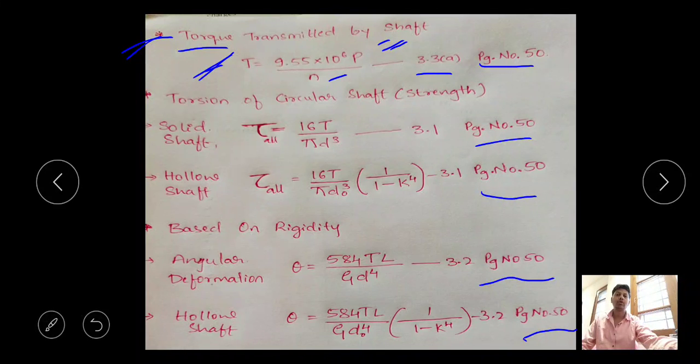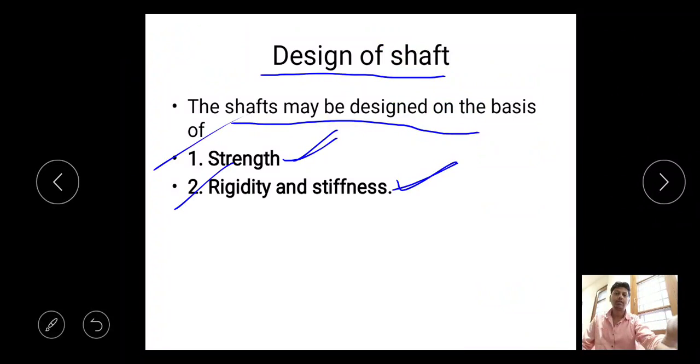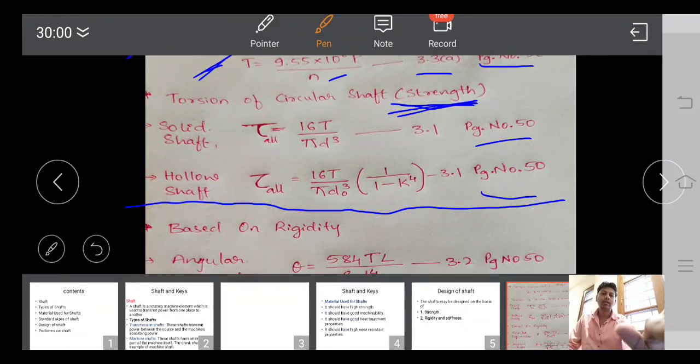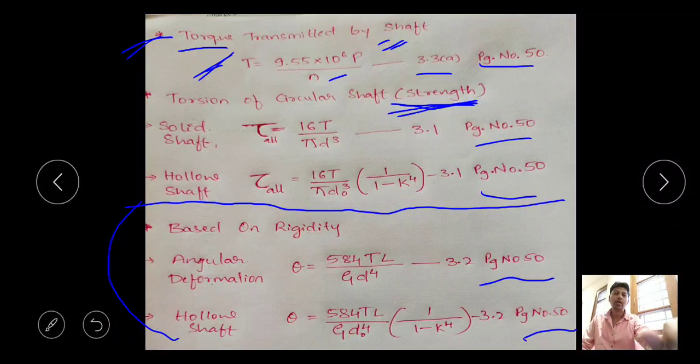After finding the torque, next, there are two methods. One is the strength method. I have told you that you can design a shaft using the strength method and the rigidity method. The first part we are discussing here is strength, and the remaining part is based on rigidity. These are the two methods: this is the first method and this is the second. In the first method, based on strength, you are using tau.